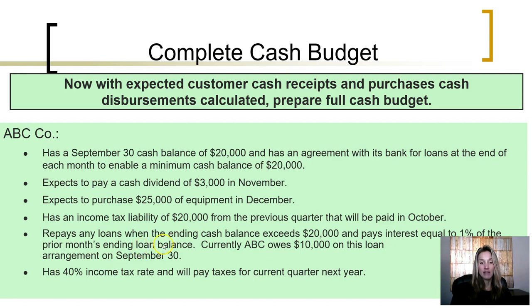They repay any loans if they have an anticipated cash balance exceeding $20,000. And they pay interest of 1% of the prior month's ending loan balance. Currently, ABC owes $10,000 on this loan arrangement as of September 30th. ABC has a 40% income tax rate and will pay taxes for the current quarter next year.